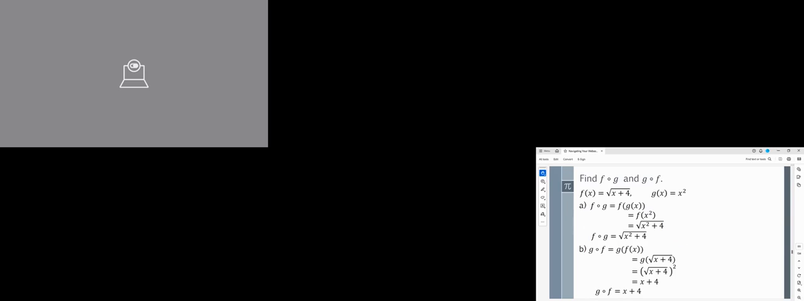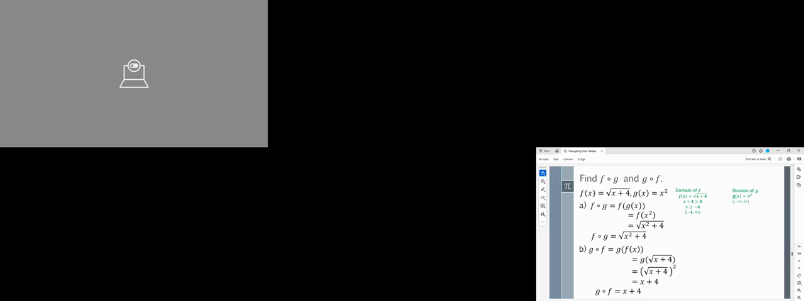Next, we want to find the domain. The domain of f, which is right here, since we have a square root, we set the radicand greater than or equal to 0. So our domain is going to go from -4 to infinity. For g, we have x squared. So that's going to be -infinity to positive infinity.